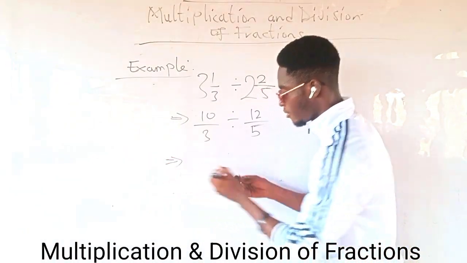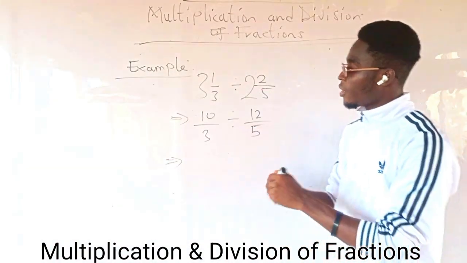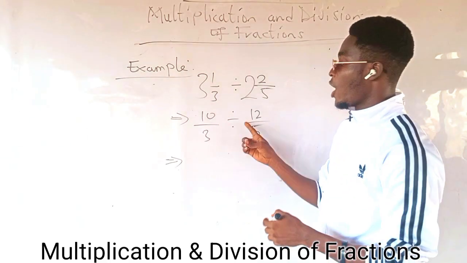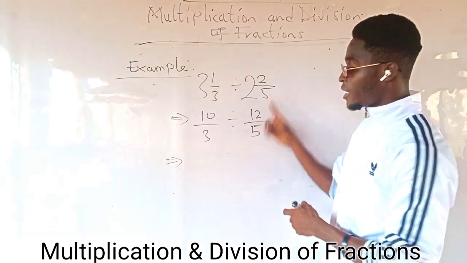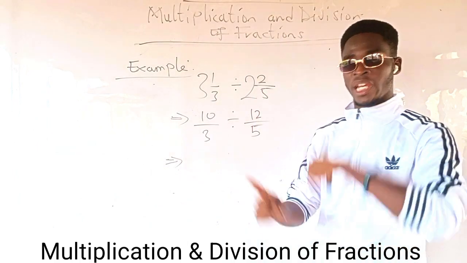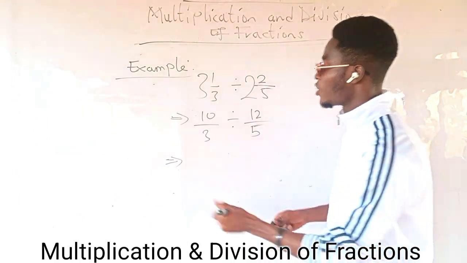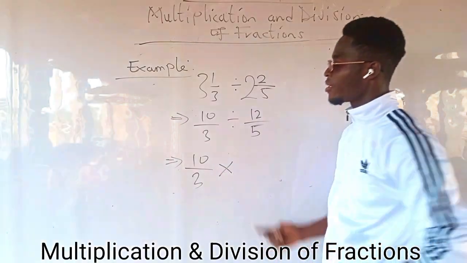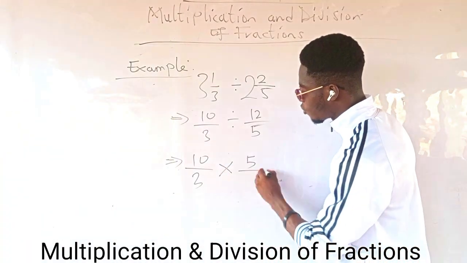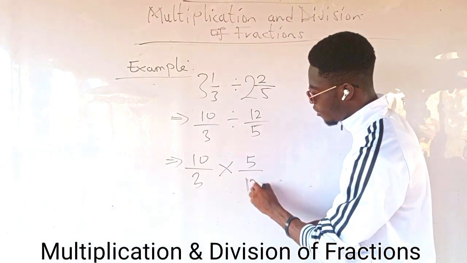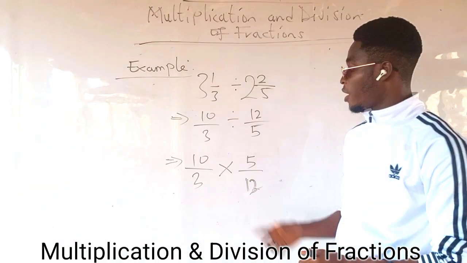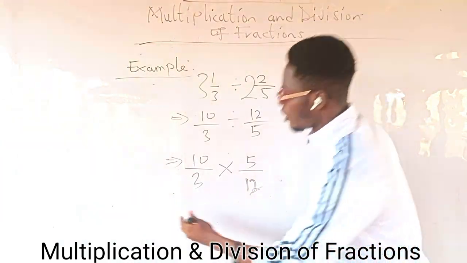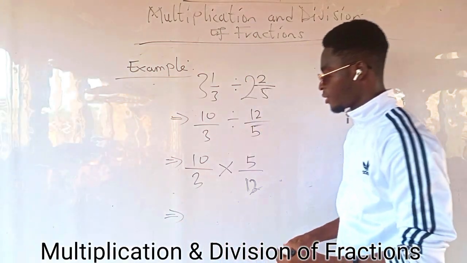Now let's try and see if we can do something about them. We are dividing, and so as usual, this division sign is going to change to become multiplication. And when that happens, this fraction is going to reciprocate. And so we have 10 out of 3 times 5 out of 12. This has 10 because we have introduced multiplication. Then we take it from there.